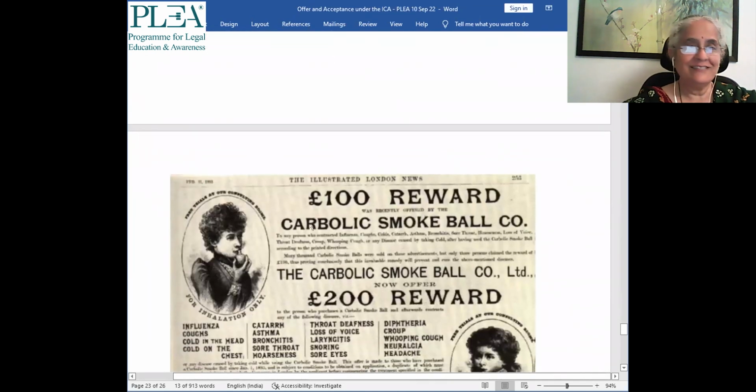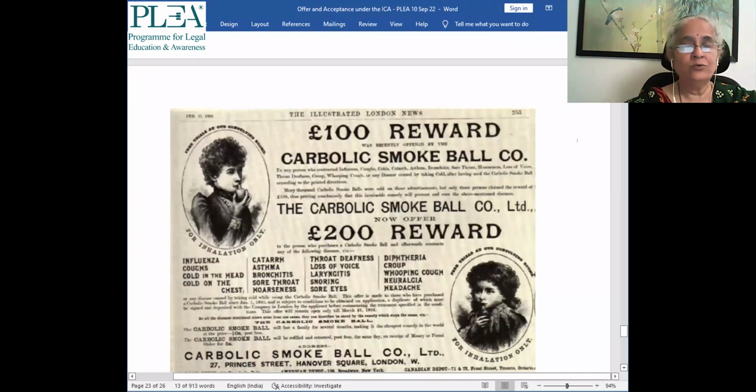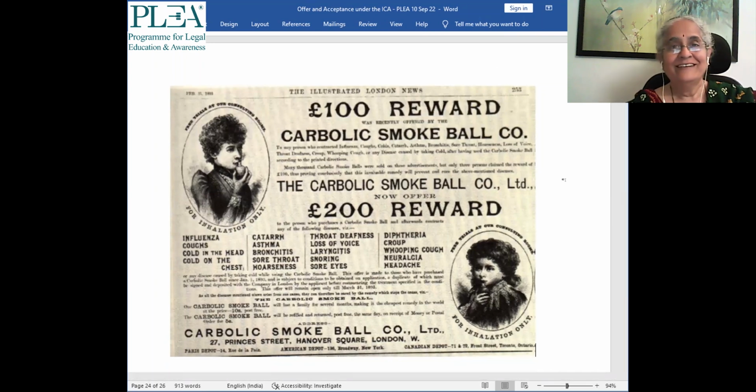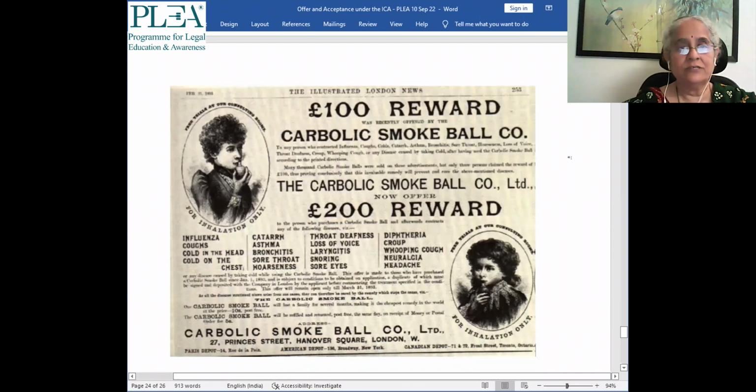So, this is the interesting part. What then did the company do? Apparently, the company paid two people, Mrs. Carlill and somebody else. And then it gave even one more advertisement where it said, we will again give £200 reward if somebody catches influenza. Now you can imagine that so many people can make false claims that they have caught influenza. So how to get over it?